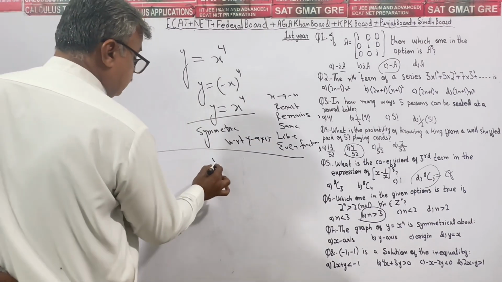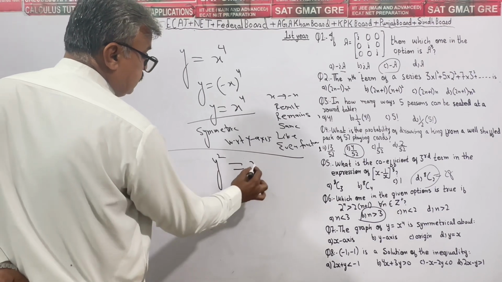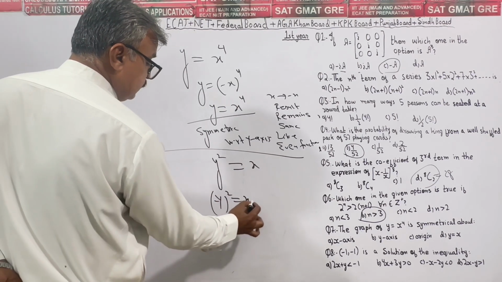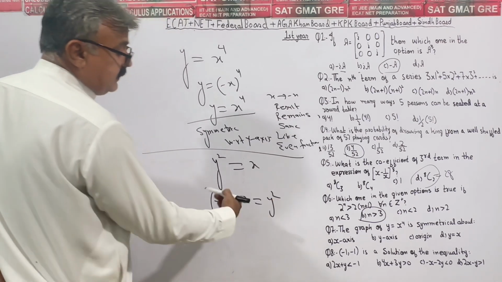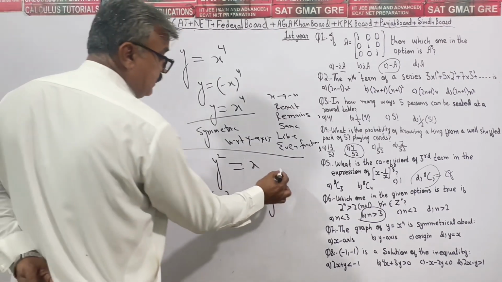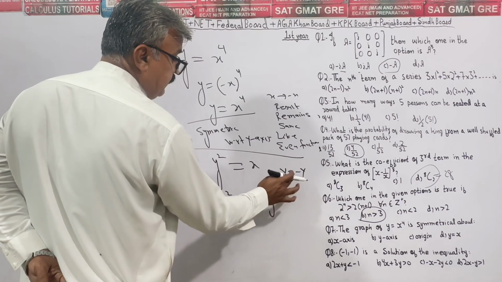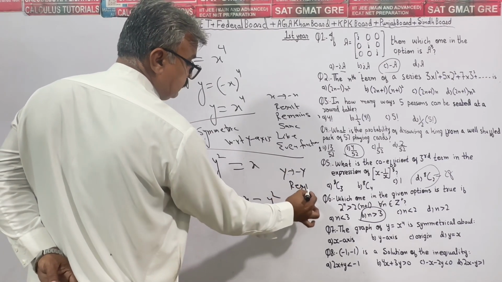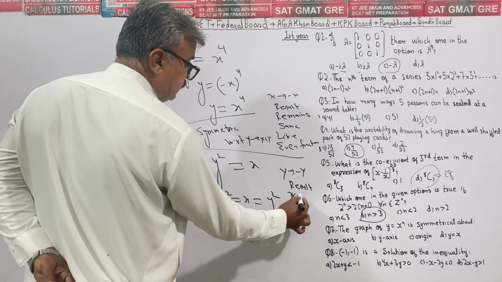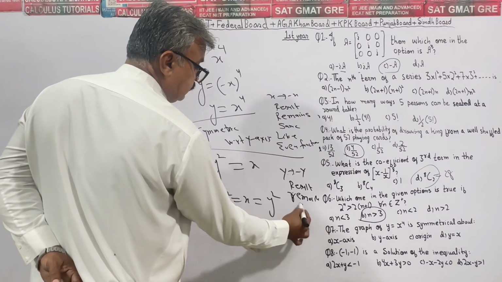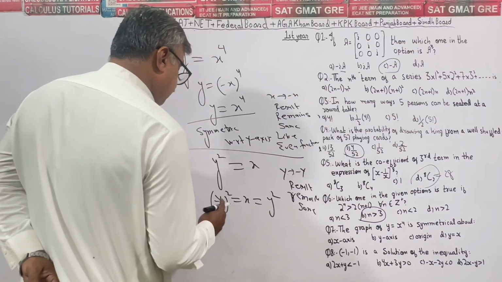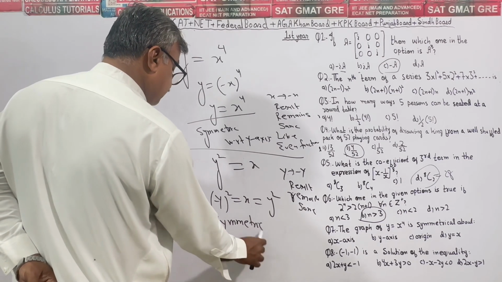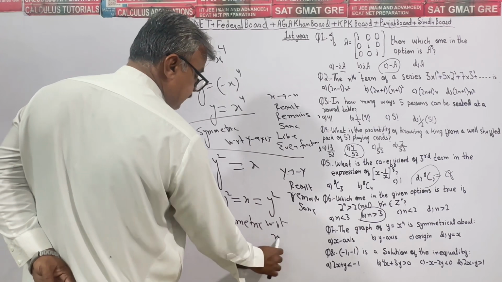Now take y squared is equal to x. If we replace y by minus y, the result remains the same. So it is symmetric with respect to the x-axis.